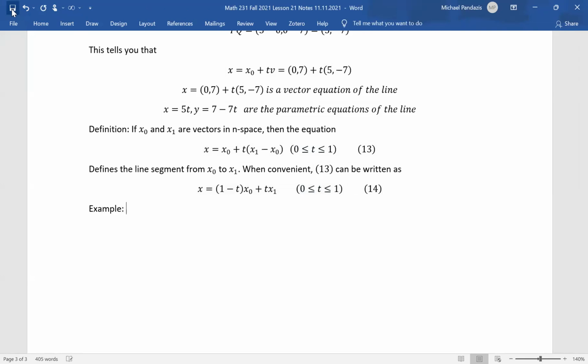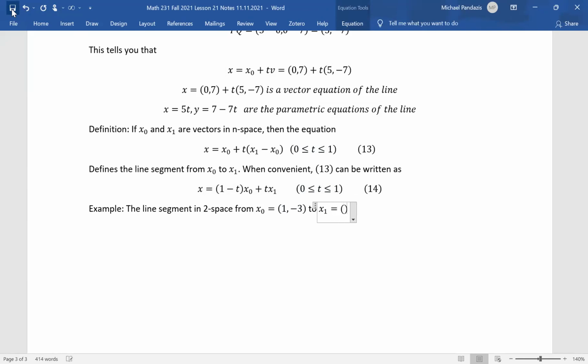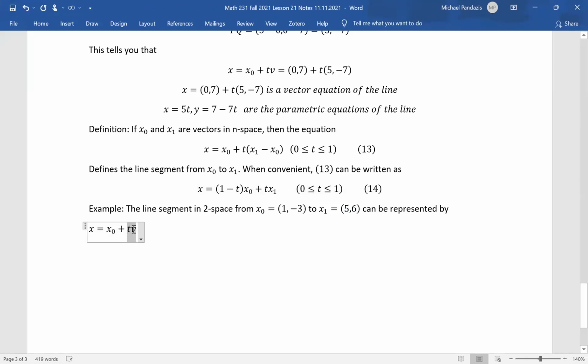Okay, example. The line segment in 2 space from X naught equals the point (1, -3) to the point X1, which is equal to the point (5, 6), can be represented by, and so this is going to equal X equals X naught plus TV. It's a line, so it's X equals X naught plus TV. So it's not about the space it's in. In the other equation it was T1 V1 plus T2 V2, right? There's only one coefficient here, so we only put T. It's only one coefficient because we're talking about a line. That's why it's TV.